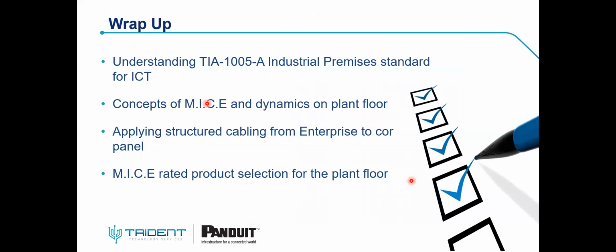So now let me briefly restate the main points discussed in our first part. We discussed the TIA 1005-A industrial premises standard for ICT. Also the concept of the MICE rating and dynamics on the plant floor. We talked about applying structured cabling from the industrial to the control panel. Finally, we discussed MICE rated product selections for the plant floor.